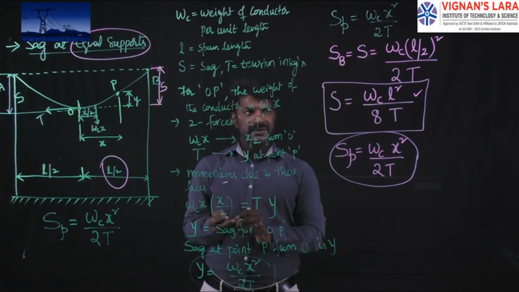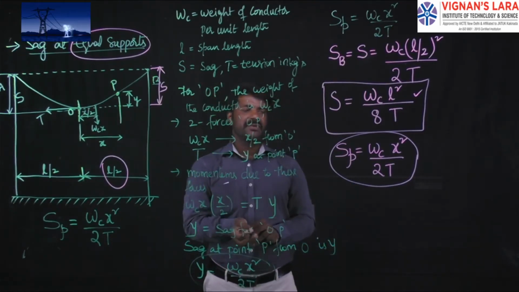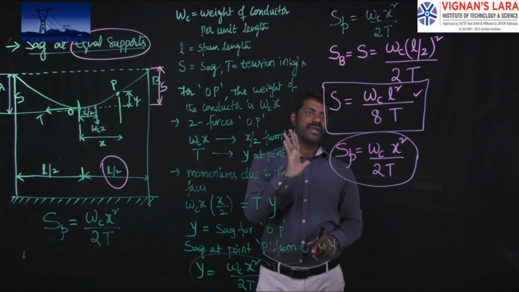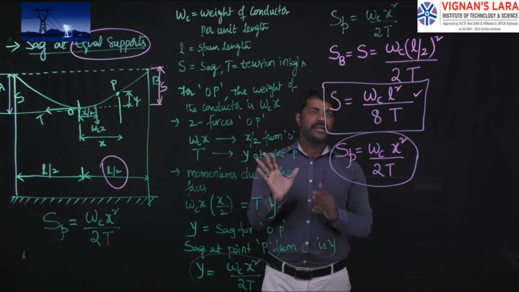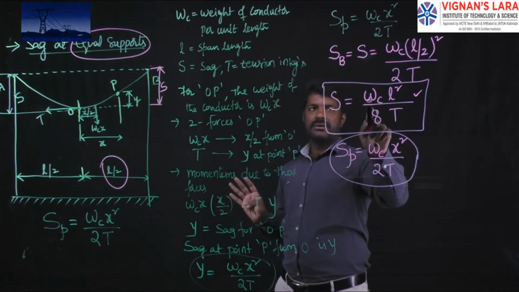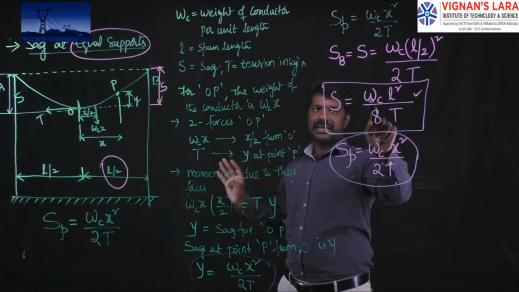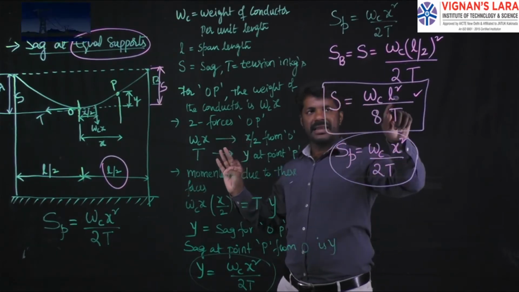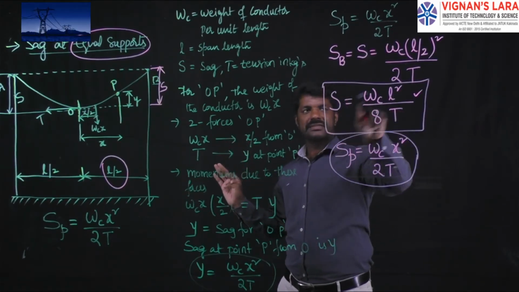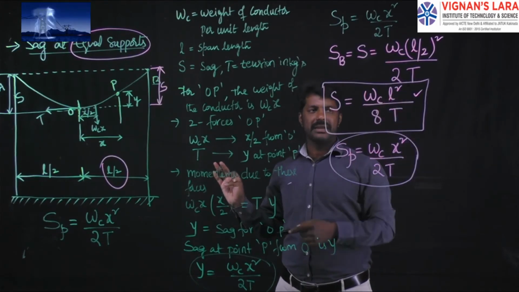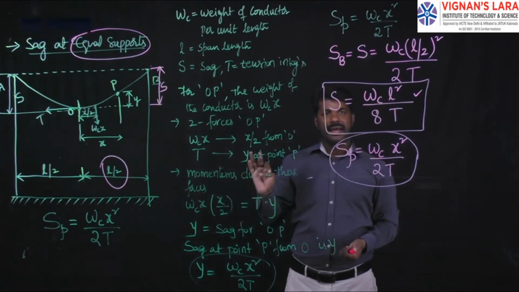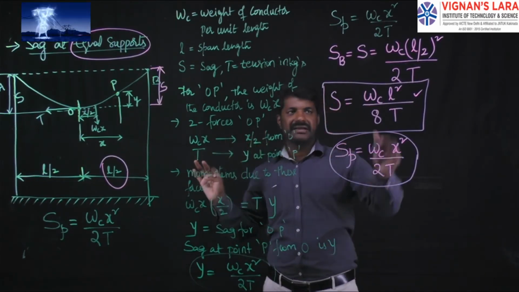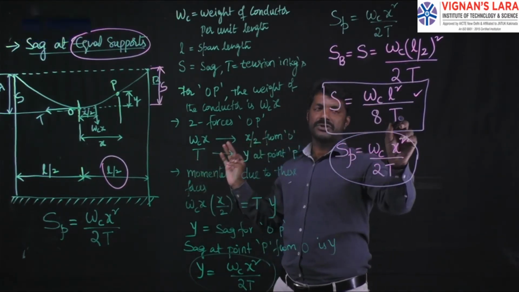Okay, observing this formula we can recall the previous discussion, that the sag depends upon 5 factors. They are weight of the conductor per unit length as a first factor, directly proportional. Second factor is the span length, whose magnitude of sag is directly proportional to L square, the square of the span length. And next it depends upon the tension on the conductor, which is inversely related, therefore sag is inversely proportional to T.